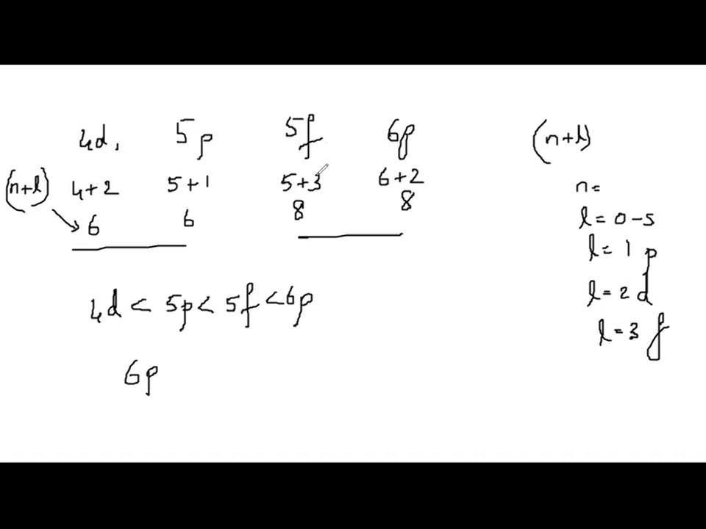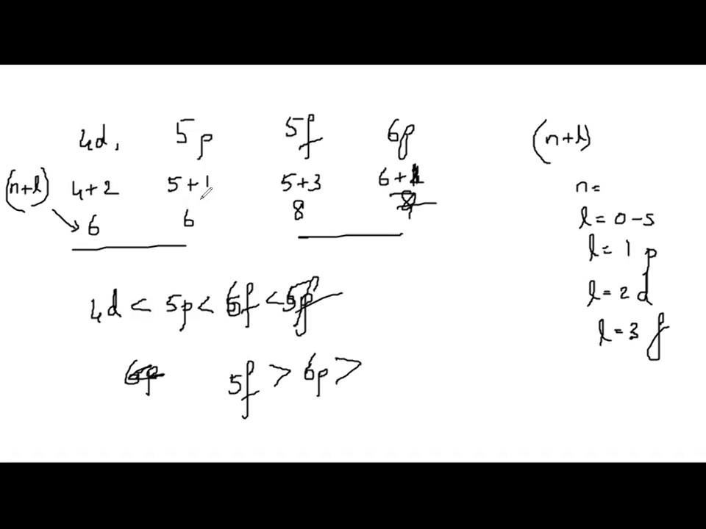5F. So 5F is this. I'm sorry, here P is 1, right? So 6 plus 1 is 7. So 4D, 5P, 6P, and then 5F. Which is having a higher energy? 5F has more energy. Then comes 6P.